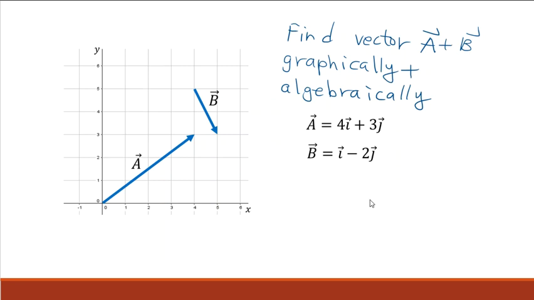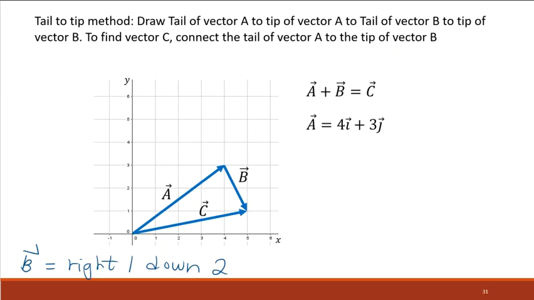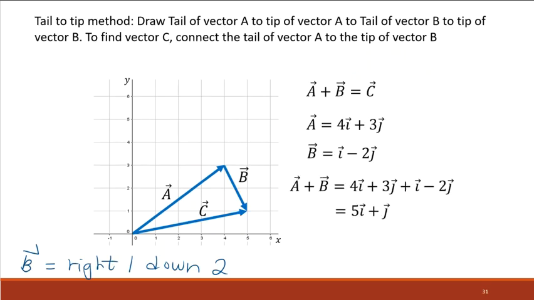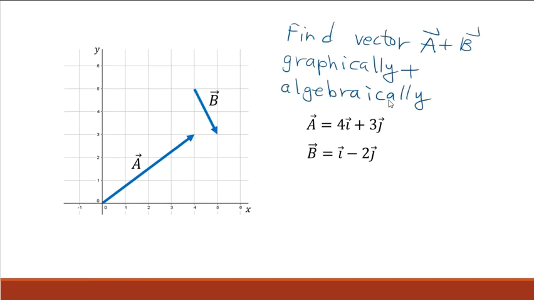How do I find vector A plus B in ij format? I'm going to add the i's together and I'm going to add the j's together. So vector A plus B equals 5i plus 3 minus 2, which is plus 1. So 5i plus j. Okay, so 5i plus j. That's algebraically. Let's do this graphically.